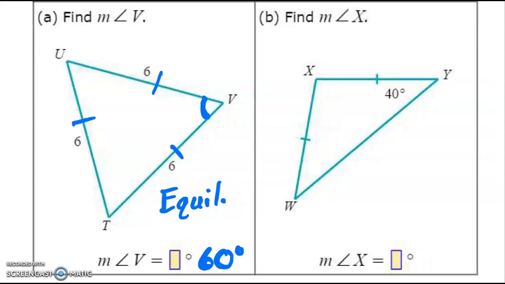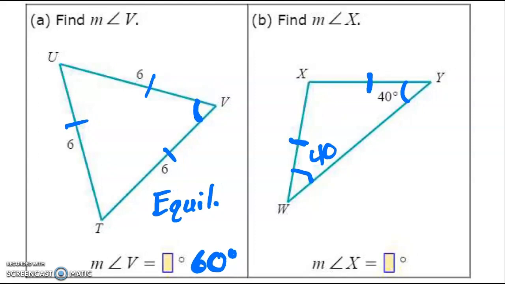And then for part B, I have my two congruent legs. So the base angles are congruent. So when that one base angle is 40, the other's got to be 40 as well, because that is your isosceles.